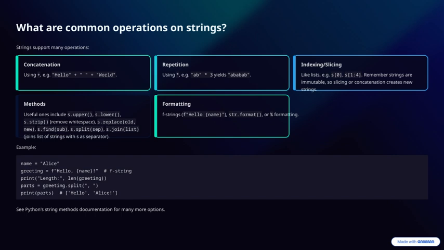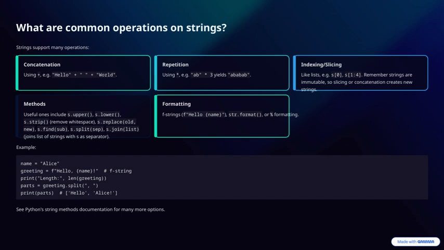To join a list of strings back into a single string, you can use `s.join(list)`, inserting the string s between each element. It's important to remember that strings in Python are immutable, meaning once created, they can't be changed. So operations like slicing or concatenation actually produce new strings rather than modifying the original. Speaking of slicing, you can access individual characters with indexing, like `s[0]`, or get substrings with slices, like `s[1:4]`. This is very powerful for manipulating parts of strings.